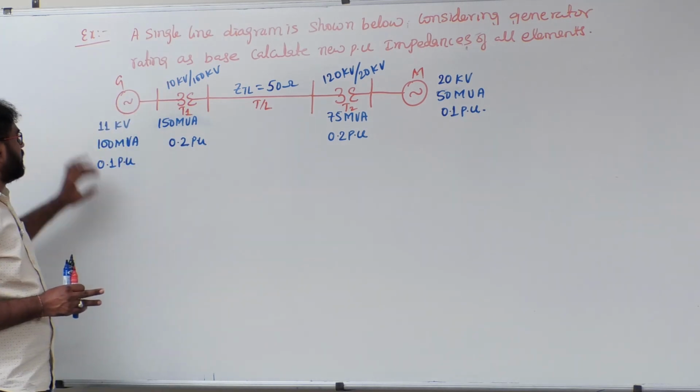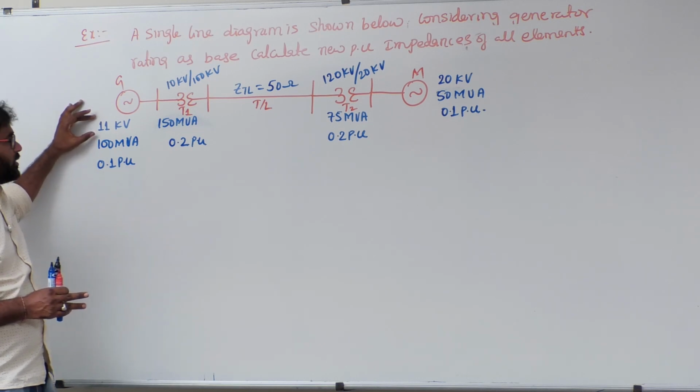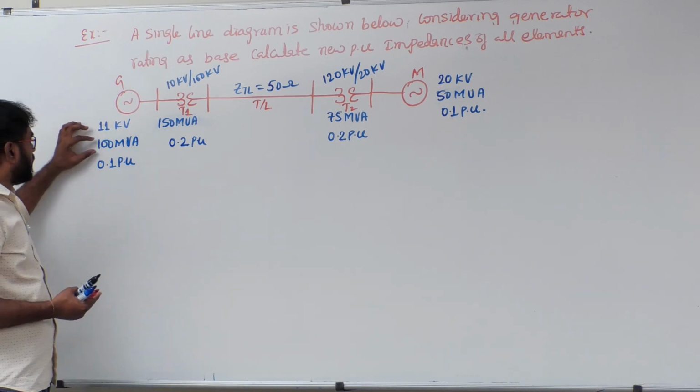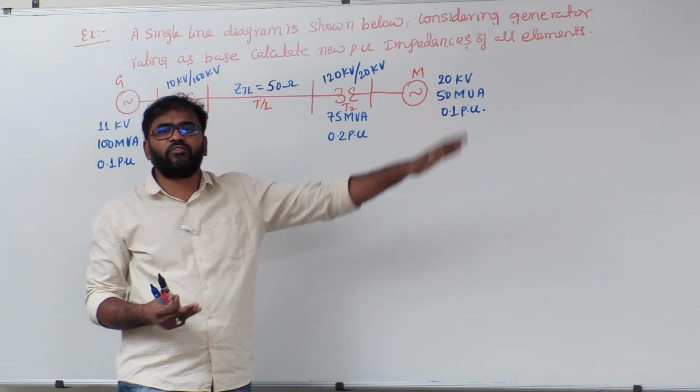Now coming to the point, let's take the generator rating as base. So what is the MVAB new? Generator MVA. What is the generator MVA? 100 MVA. That means for the complete system, what is MVAB new?